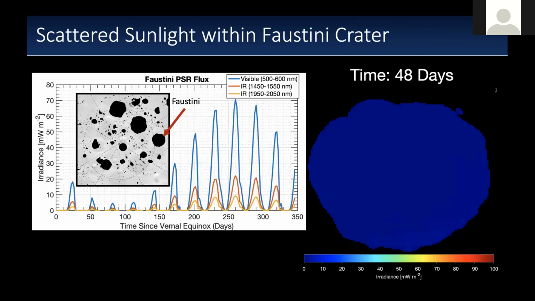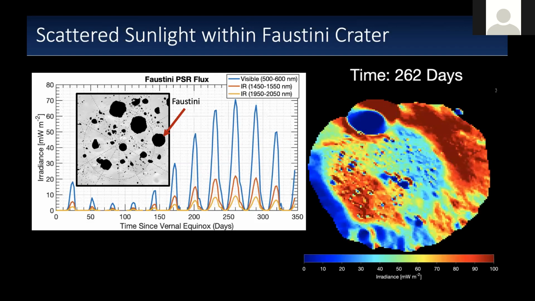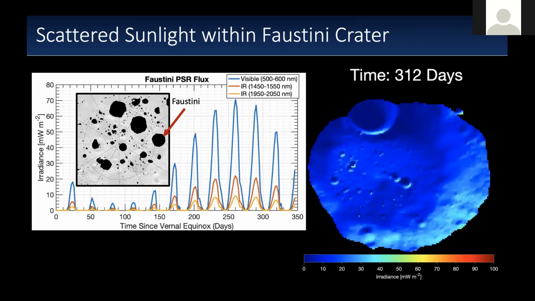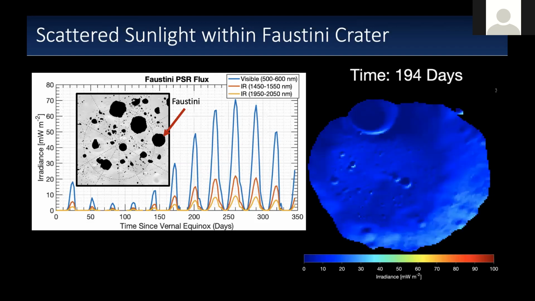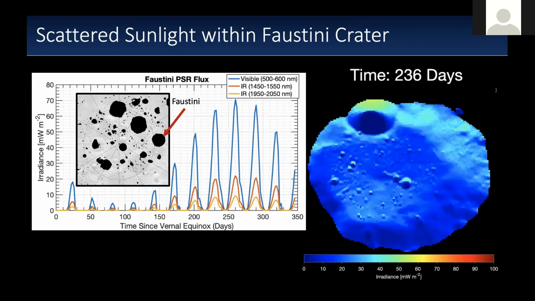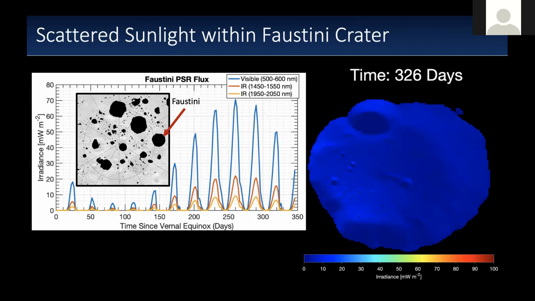So here are some results from this model. This is the results from Faustini crater, which is one of the largest PSRs at the South Pole, one of the largest PSRs on the moon. On the right is an animation that shows the light that's received to the permanently shadowed regions of Faustini, and it's cycling over 1 year. And on the left, that same value is plotted as a function of time over the course of 1 year. So you can see that the light that's received varies both diurnally and seasonally.